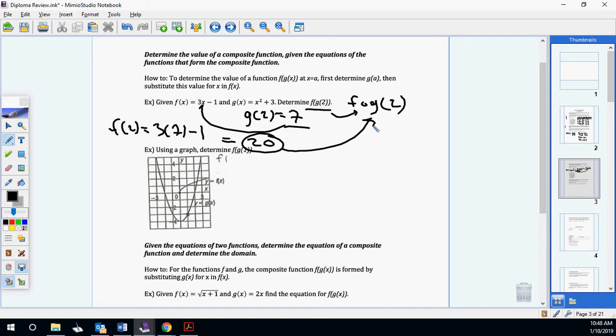Now, using the graph to determine it. We're doing f of g of 1 for this one. So what is g at 1? Here's g. So g of 1 is negative 3. Then what's f at negative 3? f is here. There are no values in the negatives because it's a radical graph. So this is does not exist.